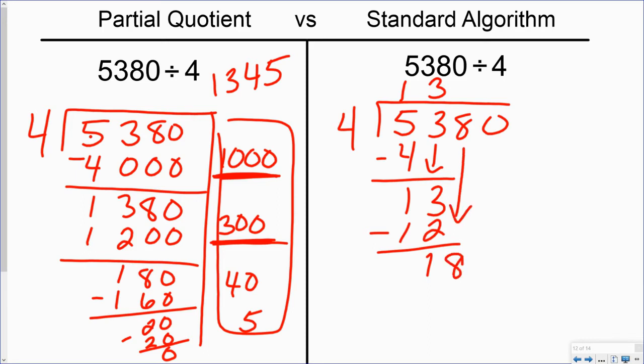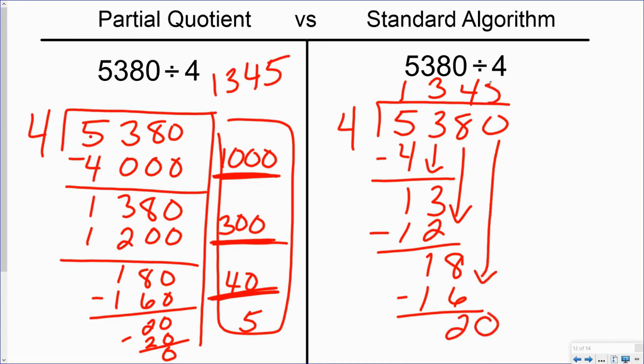Bring down my 8. 4 into 18. Well, I can do 4 of them, which is 16. So again, that 4 is representing that 40 right here. Leaves me 2 left. Bring my 0 down. And 5, which is this 5 right here. Again, subtract 20. Leaves me with 0 left. So again, my answer is 1,345.